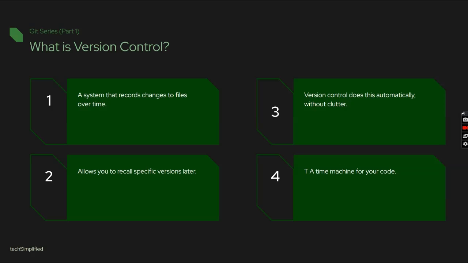So this is where version control comes into help, that it helps you to record the changes that happen over time, and you can recall all the previous versions if you require. If you had made some error, you can come back to the previous version, and version control helps to make these changes automatic without any clutter. Basically it is like a time machine where you can go forward, go backward, wherever you want.